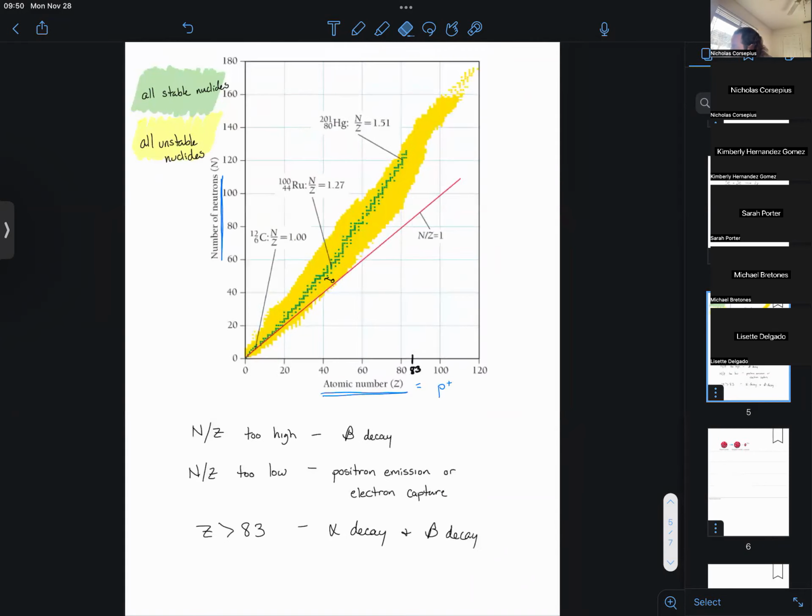If you have too many neutrons, you're going to want to undergo beta decay. If you have too many protons, you're going to want to undergo either positron emission or electron capture. And if that nuclide is just too big, it's going to want to undergo alpha decay to make it much smaller, and this is usually accompanied by beta decay as well. All right, so that is our crash course into nuclear chemistry.